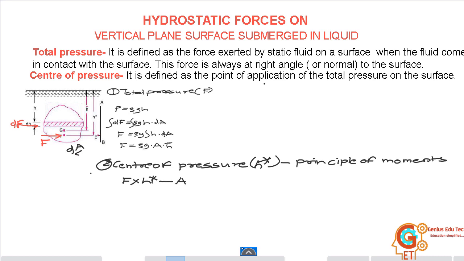Now let us consider the moment of all small forces dF about the free surface of the liquid. So it will be dF into its distance from the free surface, which is equal to H. But we already know what dF is. dF from this equation is rho g H into dA, into this H. So the equation becomes rho g H square dA.